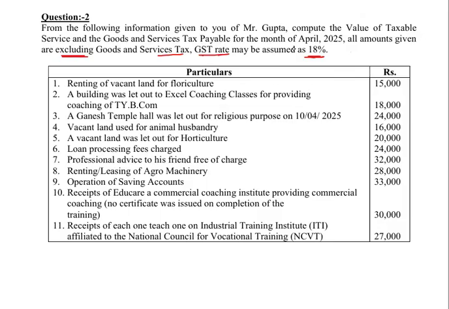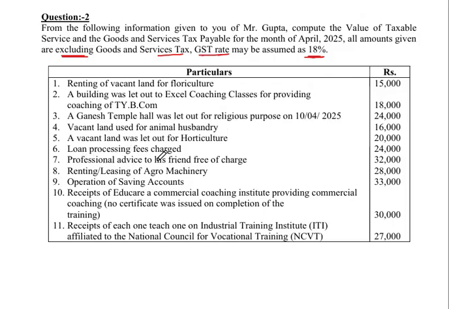Okay, the information given, 11 items are given in this question. Let us read that one by one. The first one is renting of vacant land for floriculture. That is how much? 15,000. Second one, a building was let out to Excel coaching classes for providing coaching for TYBCom, 18,000. A Ganesh temple hall was let out for religious purpose on 10th April 2025, 24,000. Vacant land used for animal husbandry, 16,000. A vacant land was let out for horticulture, 20,000.